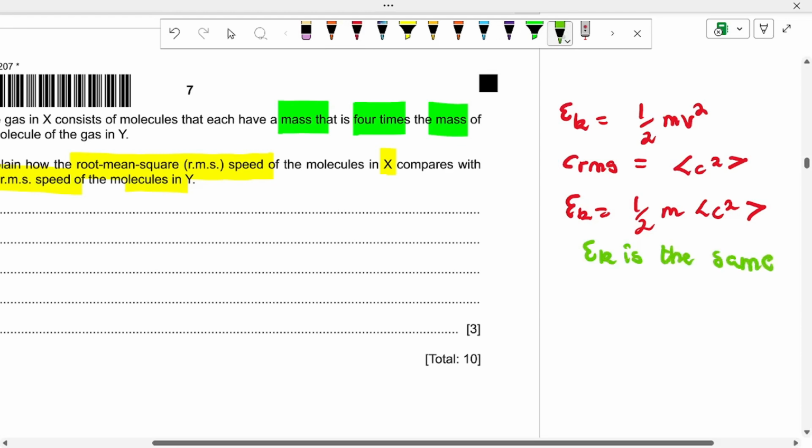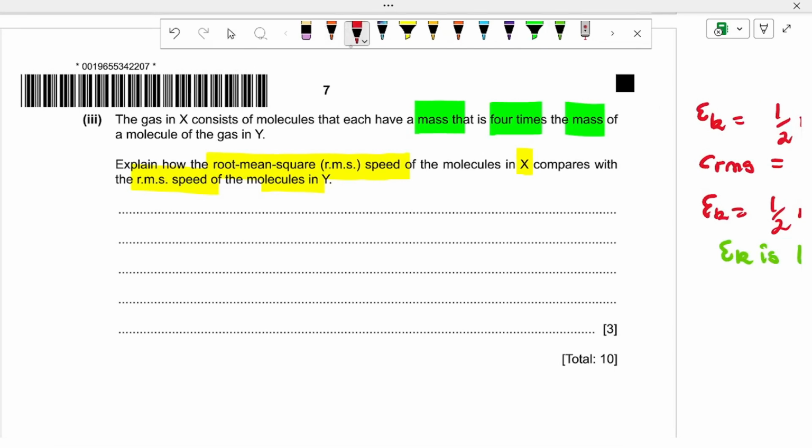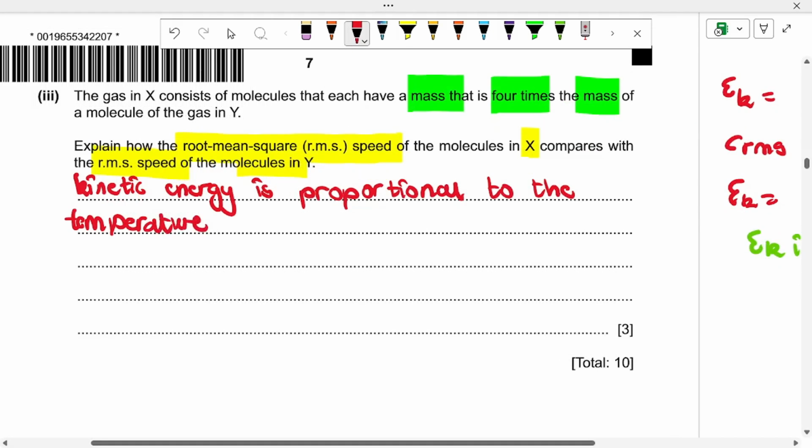So I want to compare what happens to m and what happens to C squared. The first point I have to mention is how the kinetic energy relates to the temperature. I can just say the kinetic energy is proportional to the temperature. And I know this is true, because if the kinetic energy is a certain value, the temperature is also a certain value, since temperature by its nature tells me information about the kinetic energy. That's the first thing I have to mention. So now I want to figure out what's happening to the C RMS and what's happening to the mass. There are multiple ways you can go about this.